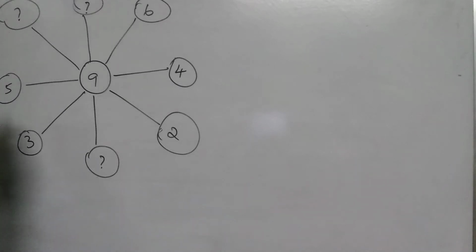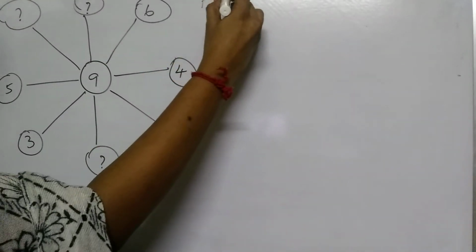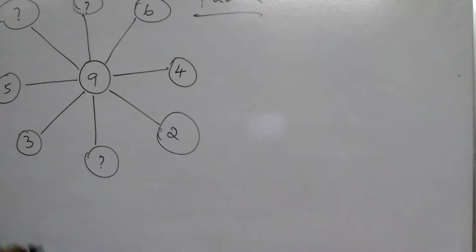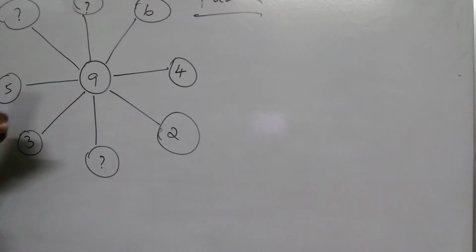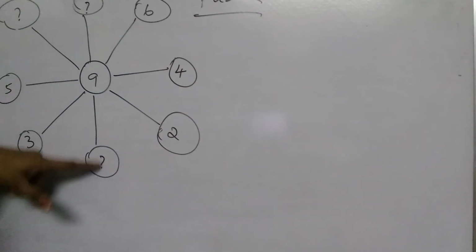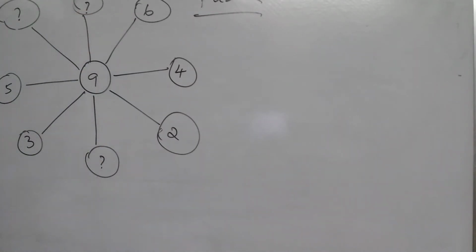See the next puzzle, what will come in this question mark? Look at this puzzle, what will come in this question mark? In the center you have 9, and then on both sides, you see that 1, 2, 3 question marks are there. Okay, guess it and tell.